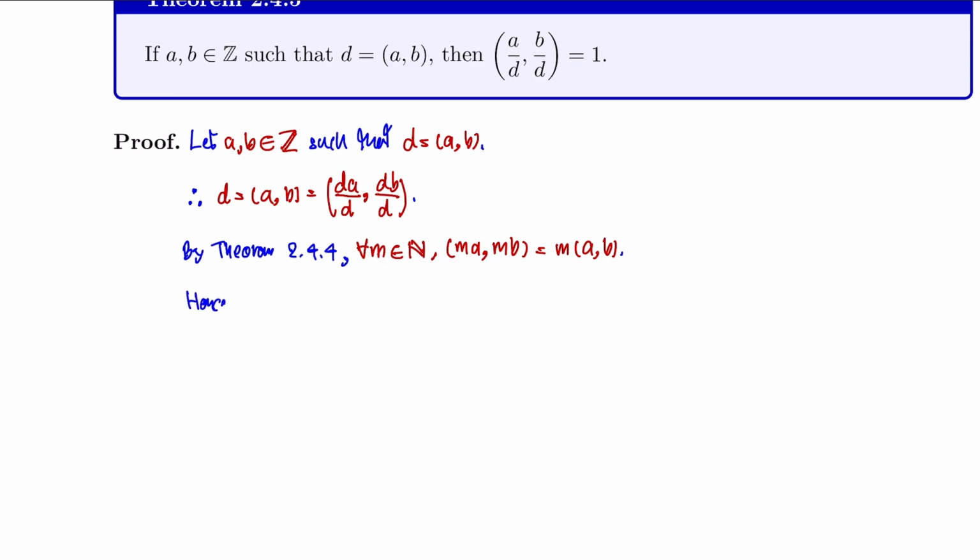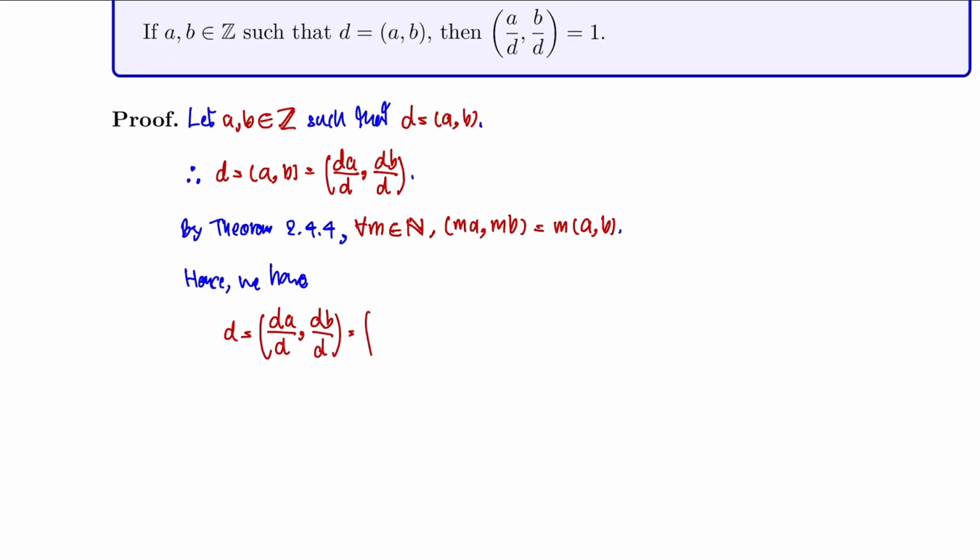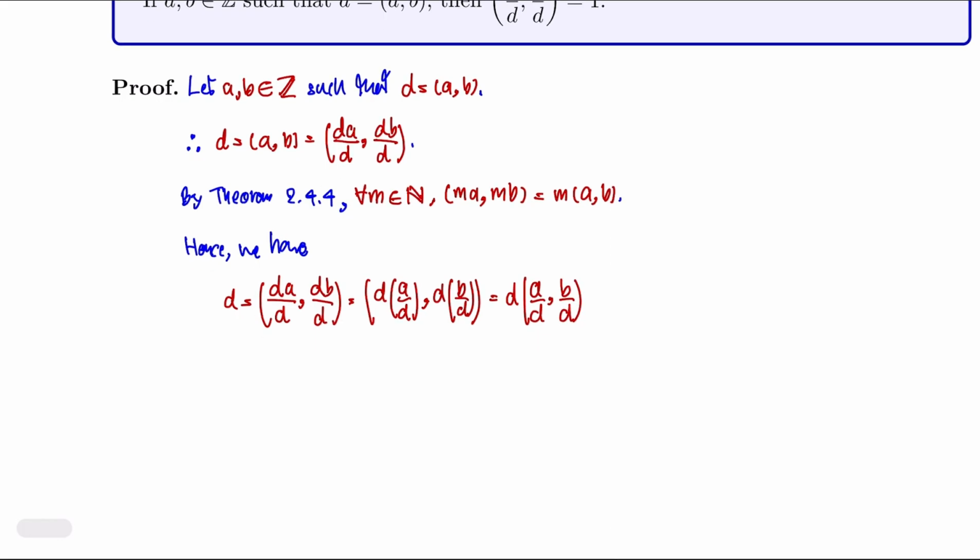So what do we have right here? Let's write d again, which is the greatest common divisor of d times a over d and d times b over d. And then we factorize d out of these, so we're gonna have d times the greatest common divisor of a over d and b over d. Okay, what can we do next?